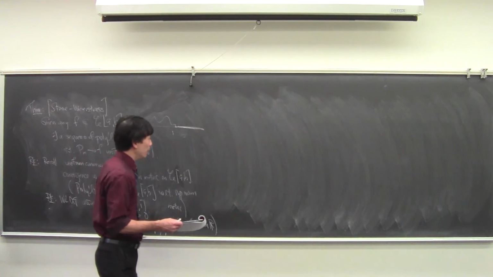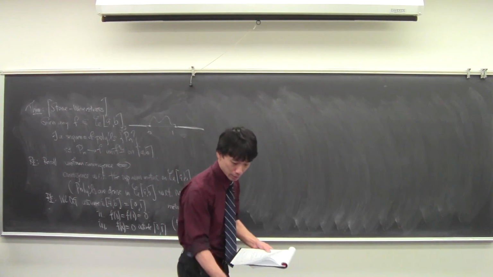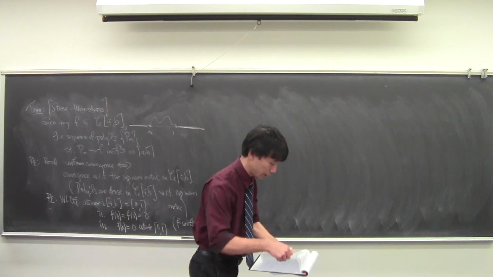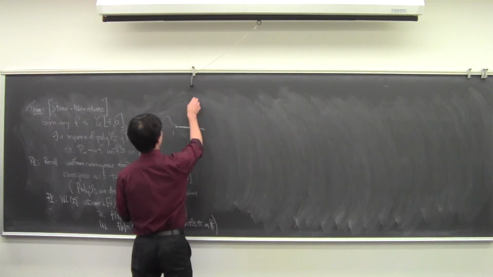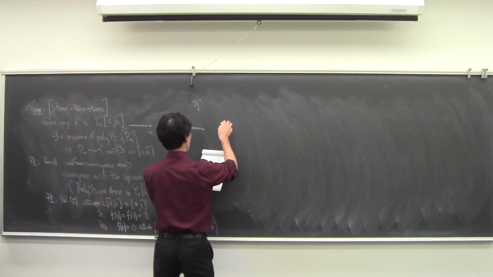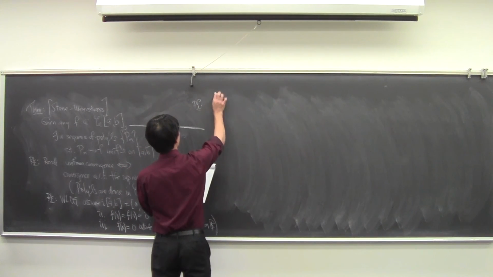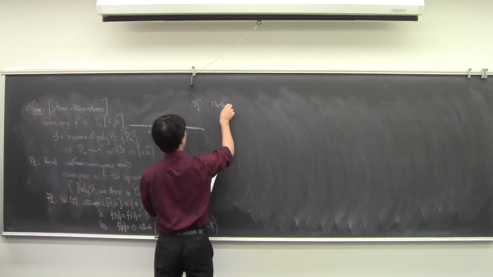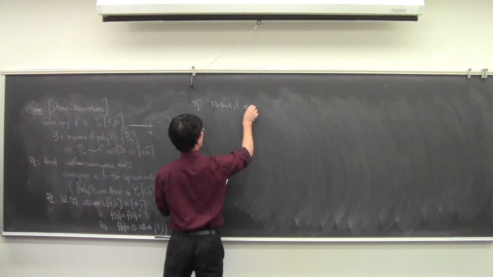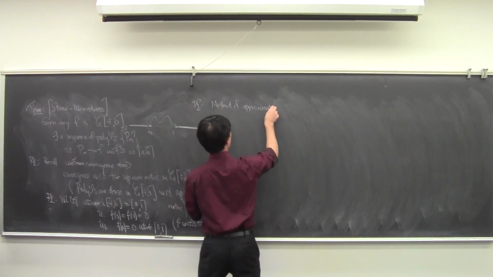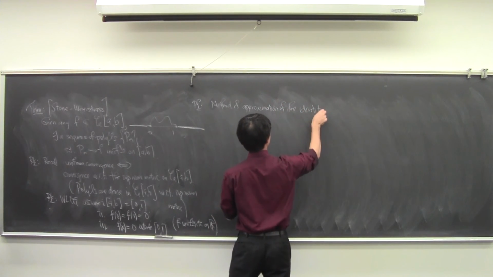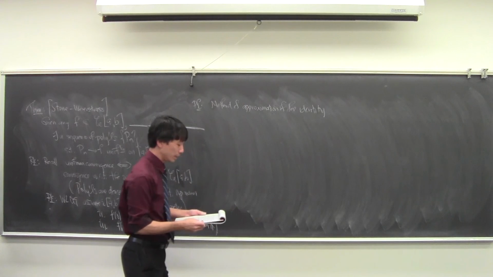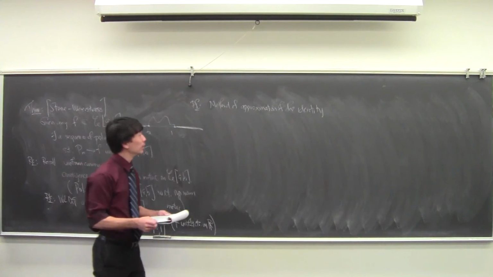Okay, so the proof uses something called the method of approximation of the identity. Okay. So we'll explain what this means.